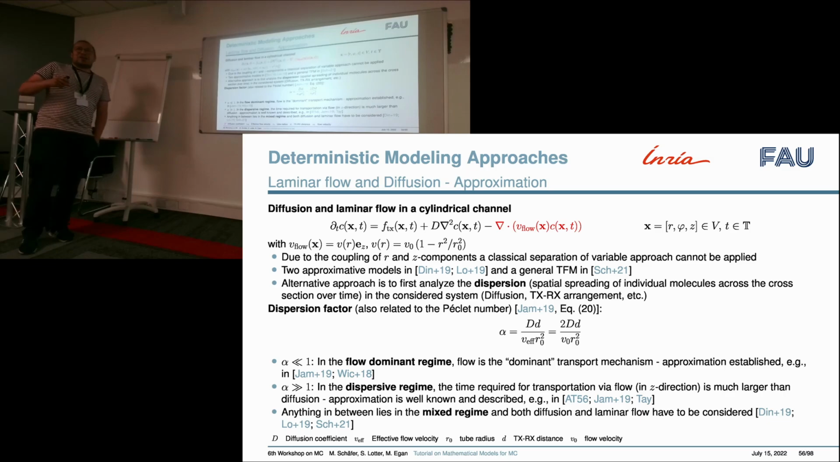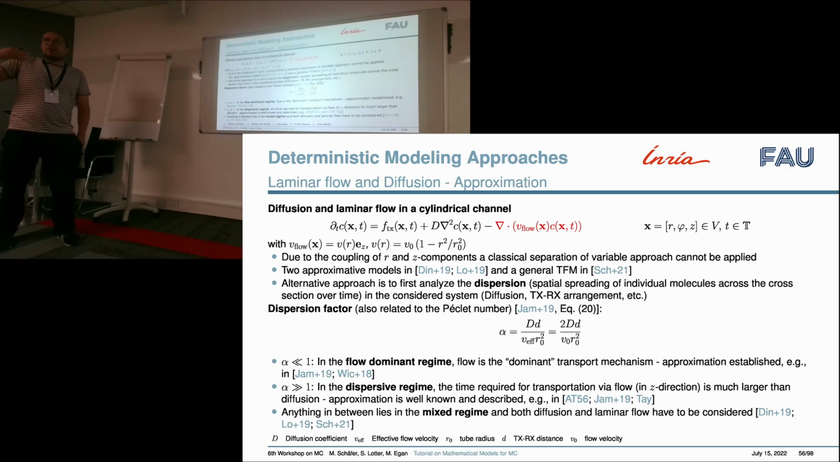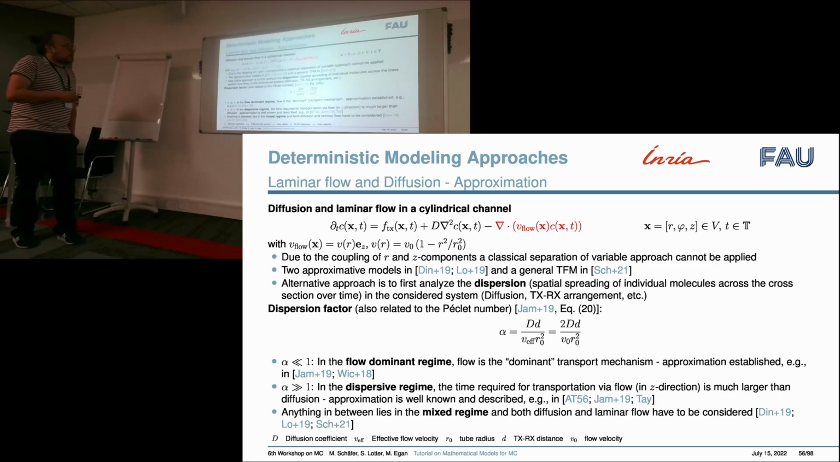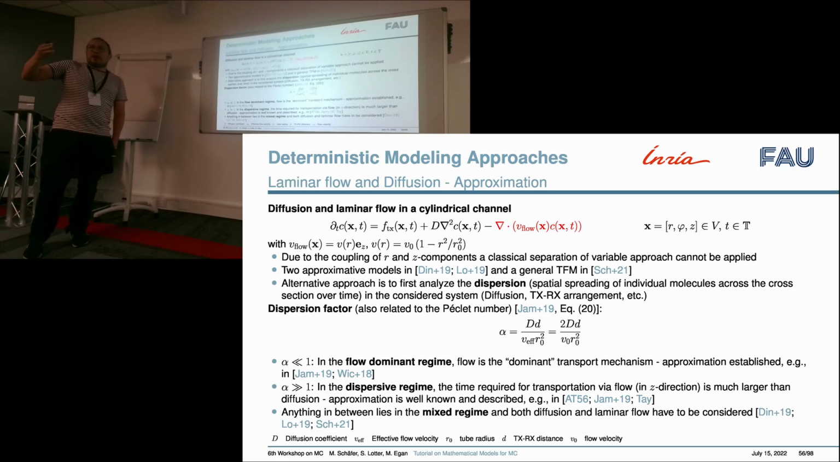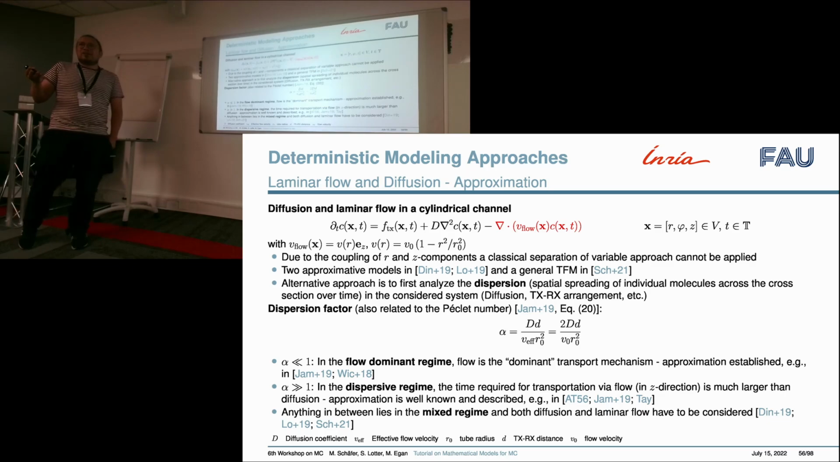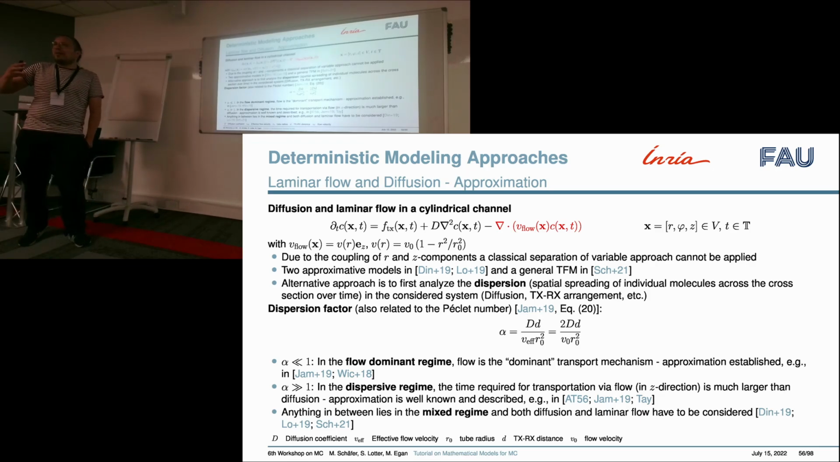Okay, so considering the laminar flow, and maybe I just catch up on what Nunzio already said, we have a problem in this so-called mixed regime. This comes from the coupling of the R and C components of this laminar flow. The classical separation of variables approach will fail, because we cannot separate these effects from each other. There are some approximate models and alternative approaches around, and that is what I said in the very beginning. Sometimes it's important to find out which effects are relevant for the question I'm asking of the system. And this is exactly that.